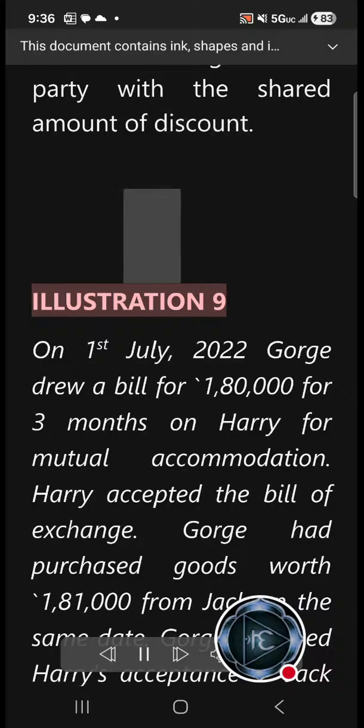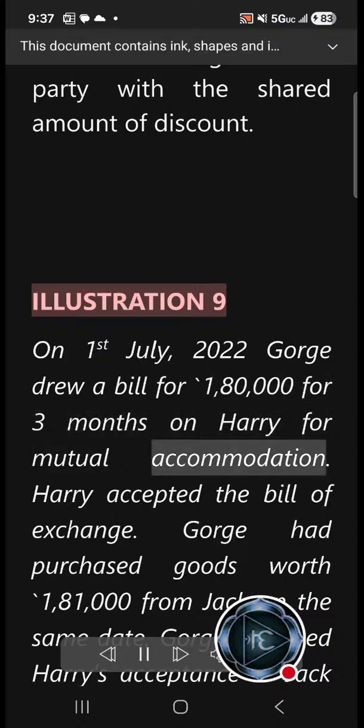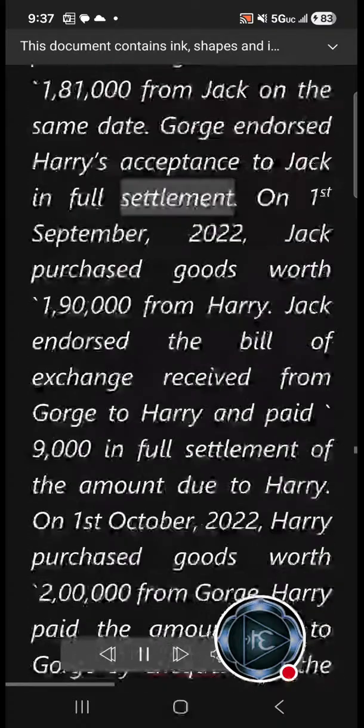Illustration 9. On July 1st, 2022, Gorge drew a bill of $180,000 for 3 months on Harry for mutual accommodation. Harry accepted the bill of exchange. Gorge had purchased goods worth $181,000 from Jack on the same date. Gorge endorsed Harry's acceptance to Jack in full settlement.